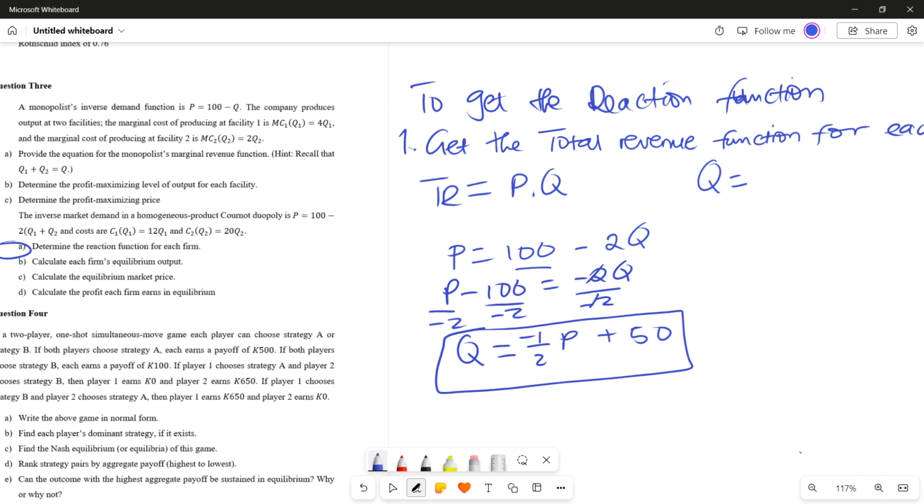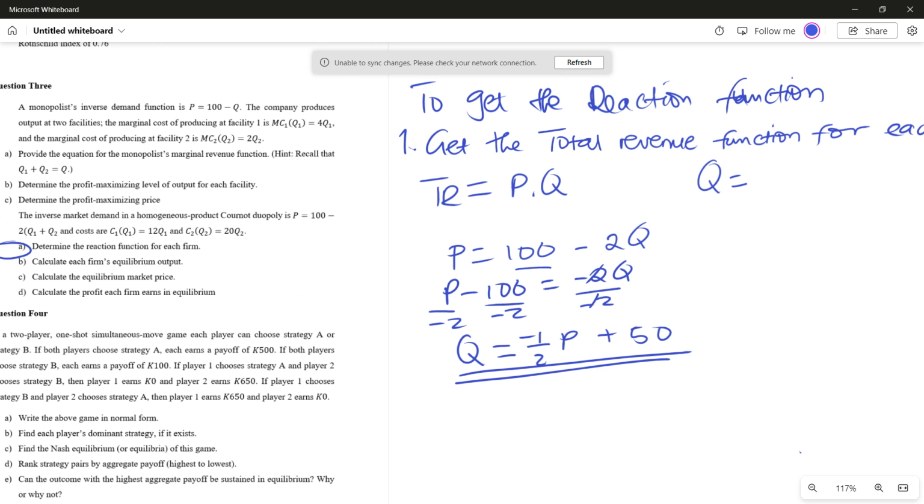So now I was saying that there are times when they will just give you this function here and ask you to get total revenue. In such a case, you have to go back to the inverse demand function and use that inverse demand function to do the mathematics.